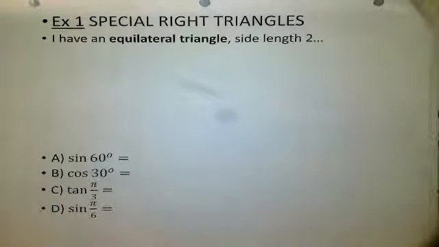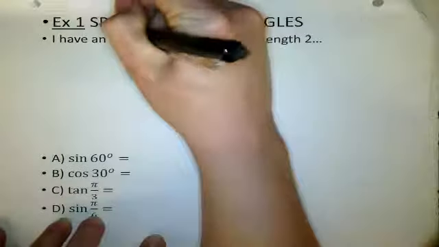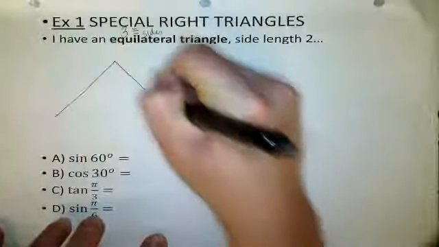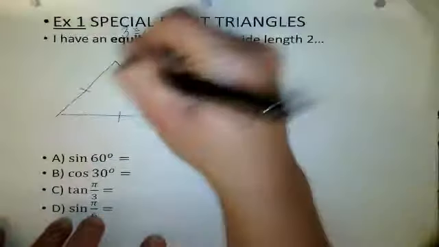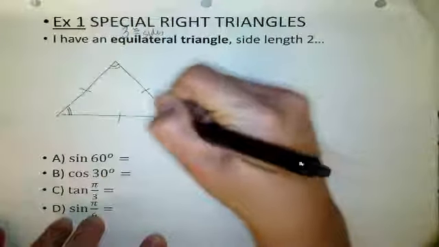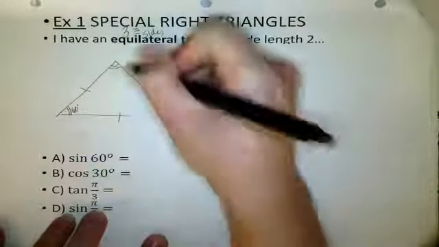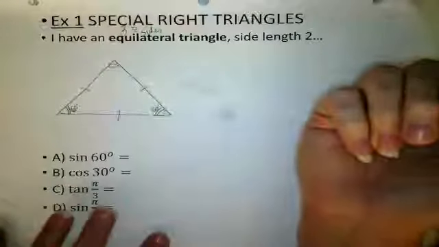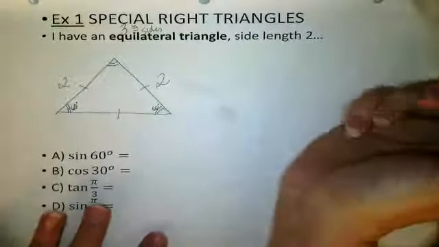Ladies and gentlemen, what is an equilateral triangle? All 3 sides are congruent. And if I have 3 congruent sides, what else must be true? 3 congruent angles. And so each angle is 60 degrees. So 60, 60, and 60 degrees because that makes 180. Each side length here is 2, 2, and 2.